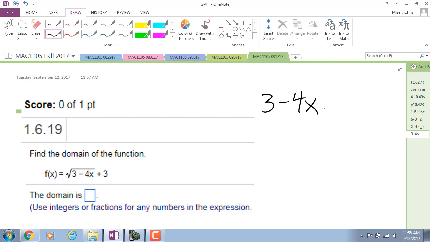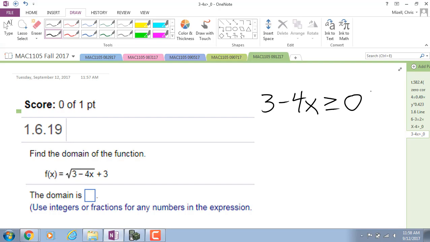It has to equal 0 or above. It can't be less than 0. If this is less than 0, its square root is imaginary. If it's 0, its square root is real. If it's greater than 0, its square root is real. So you take whatever's underneath the radical sign and declare that to be greater than or equal to 0. Solve that inequality. That's the domain.